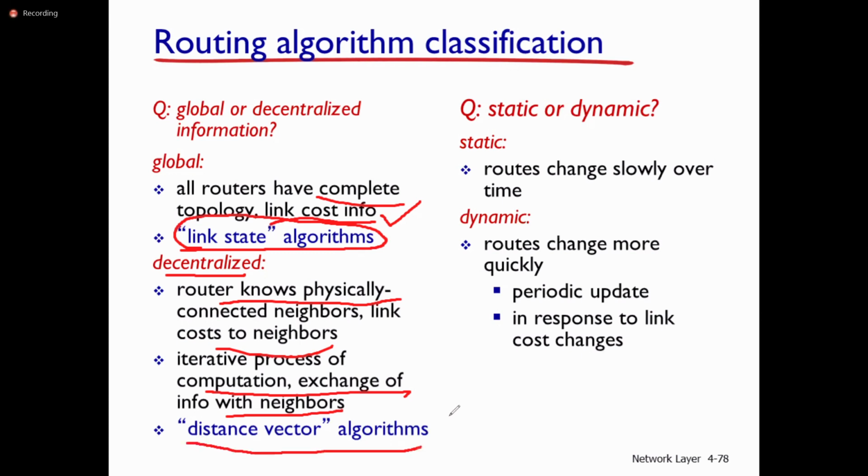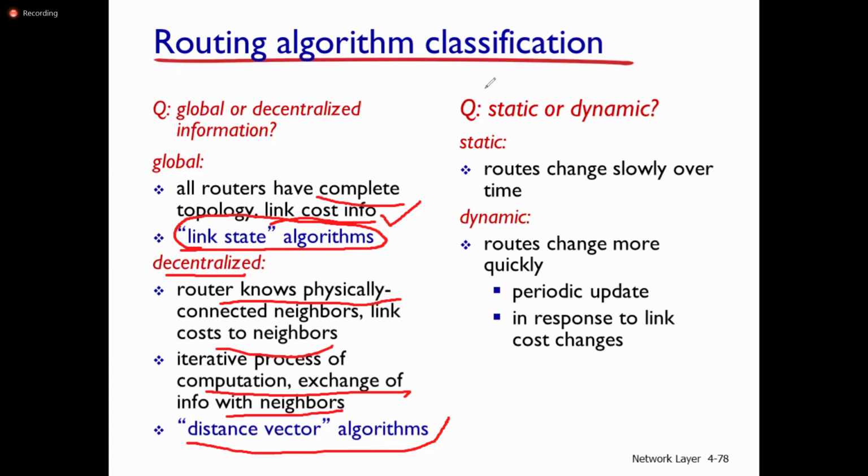The second topic in our routing algorithms is DV algorithms. First one is LS algorithms. LS algorithms are global algorithms, and LS stands for link state algorithms. The second one is decentralized, and these algorithms are called distance vector algorithms, DV algorithms. Finally, we will also have hierarchical algorithms in our syllabus.